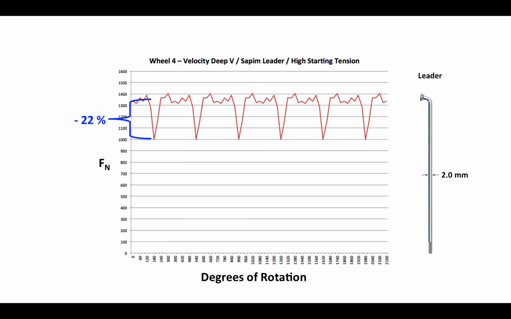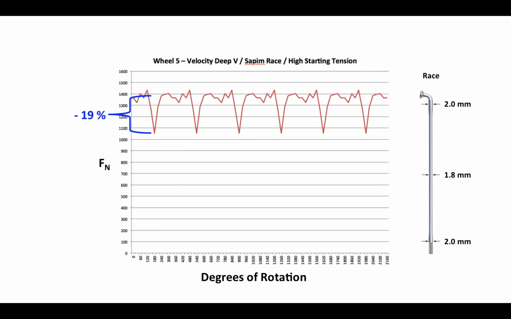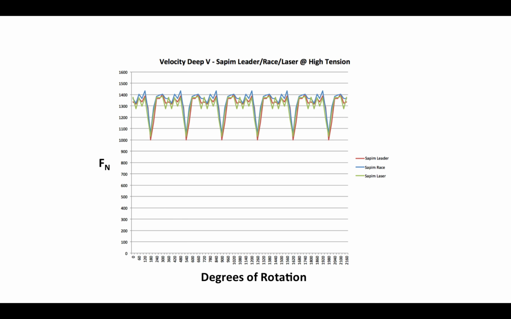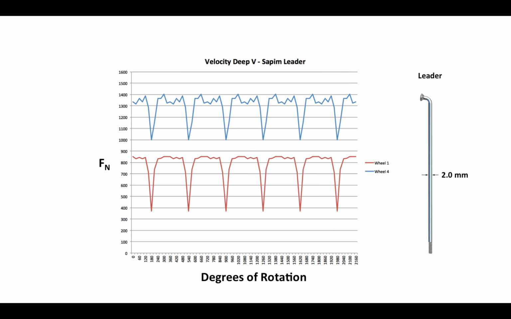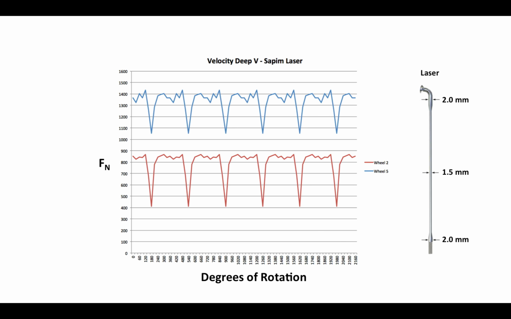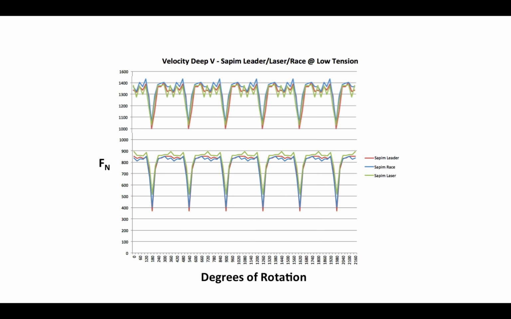Here's our graph of the high tension wheel using the straight gauge leader spoke, the double butted race spoke, and the double butted laser spoke, and all three laid on top of each other. We can also show the high tension and low tension graphs on the same chart for the Supreme leader spoke, the Supreme race spoke, and the Supreme laser spoke. And these are the combined graphs of the first 6 wheels that were tested.